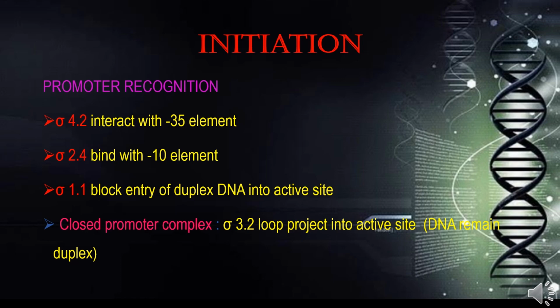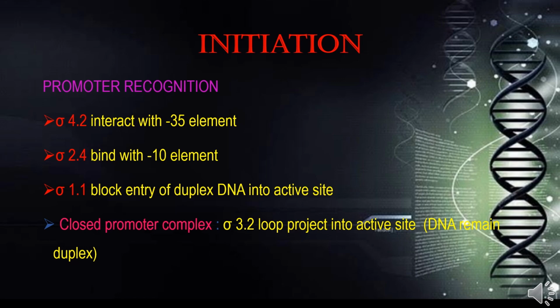The initiation stage consists of 4 steps. First one, promoter recognition. Second, promoter opening. Third, abortive initiation. And final one, promoter escape. First step, promoter recognition. In this stage, the promoter is recognized by the sigma factor. The holoenzyme consists of the initiation factor sigma that interacts with the sequences in the promoter.